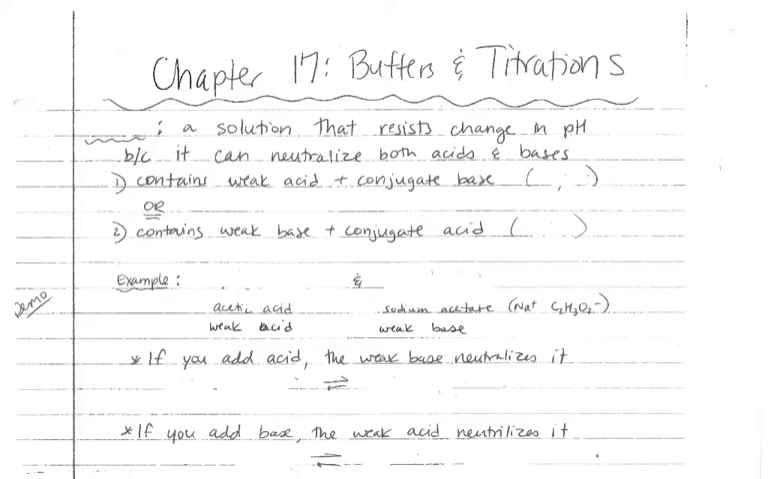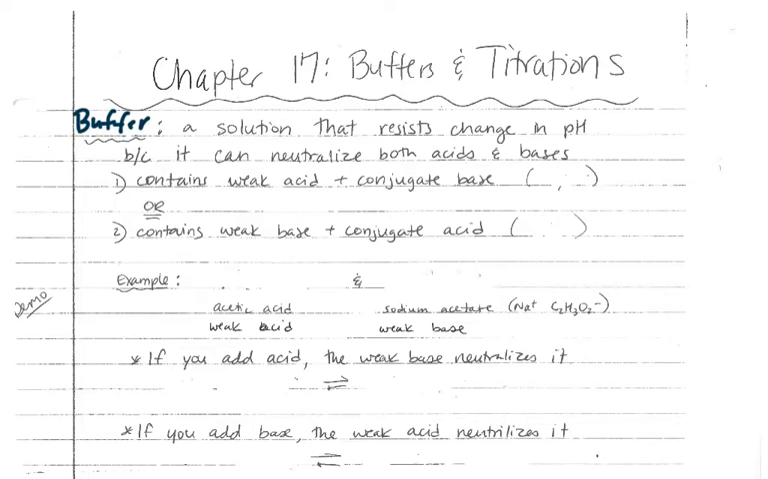Welcome to Chapter 17, which is really a continuation of Chapter 16. Chapter 16 was all about acids and bases, and Chapter 17 is all about buffers and titrations, which have everything to do with acids and bases. So let's start with buffers. A buffer is a solution that resists change in pH because it can neutralize both acids and bases.